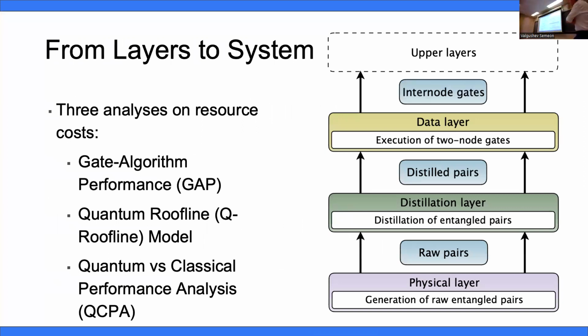So remember, I had this layer structure, and we've basically gone through these three and then learned how to stack them together and understand internodes. What I want to do now is understand what these internode gates mean for actual quantum computation. What kind of performance might I expect, and what can we get to? So for that, I'm going to introduce three different models. They're going to be called a gate algorithm performance model, a quantum roofline model, and a quantum classical performance analysis. So we'll see these in a few different ways.